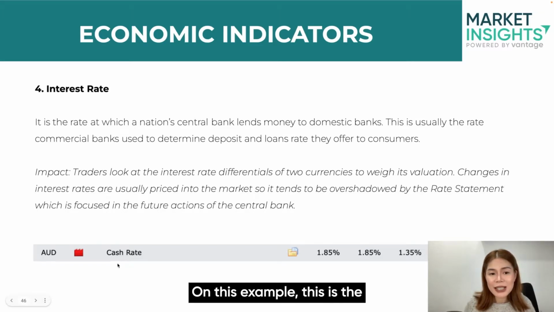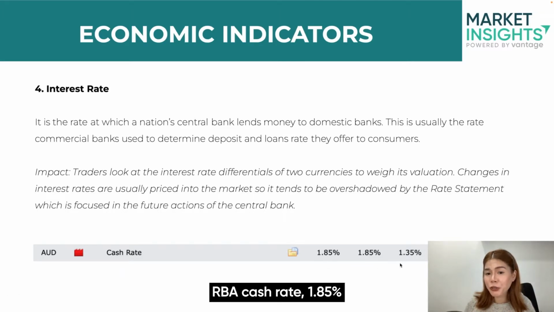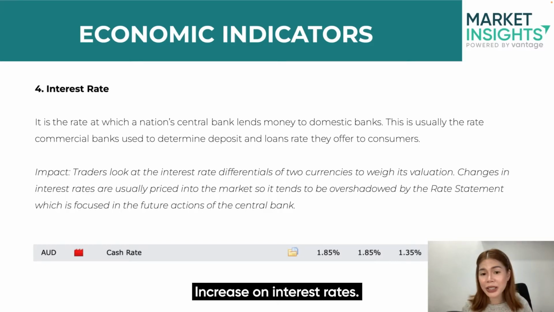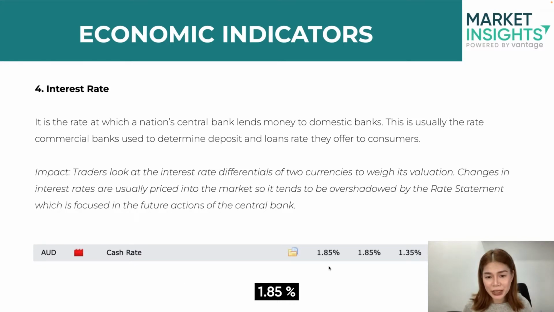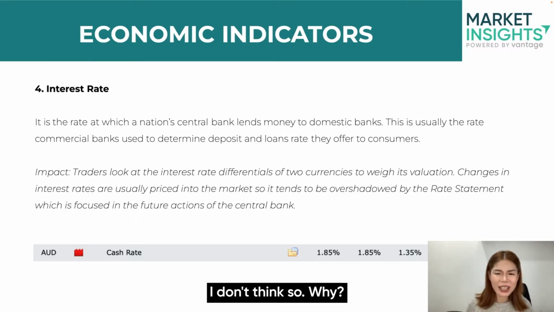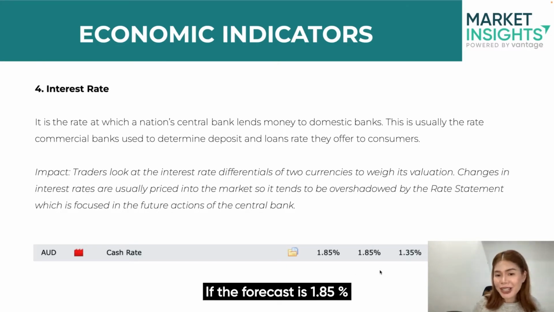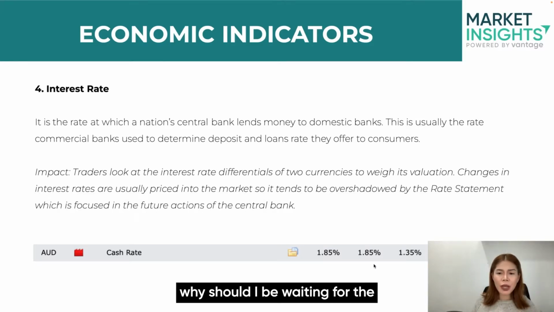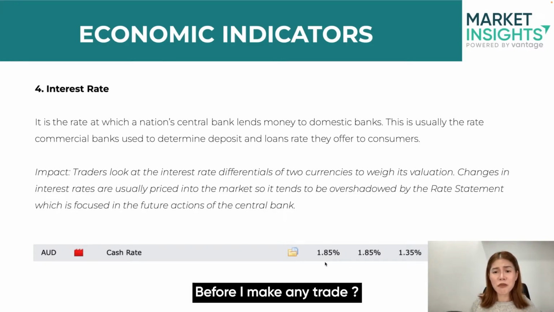On this example, this is the RBA cash rate. 1.35% is the previous. Forecast is 1.85%. So everyone is agreeing there is an increase on interest rates from the RBA. When the RBA announced that it is indeed 1.85%, would there be any movement? I don't think so. Why? If the forecast is 1.85, why should I be waiting for the RBA to announce it before I make any trade? I could gamble and trade already in advance, right?